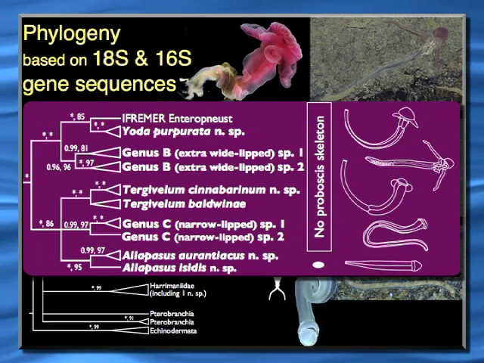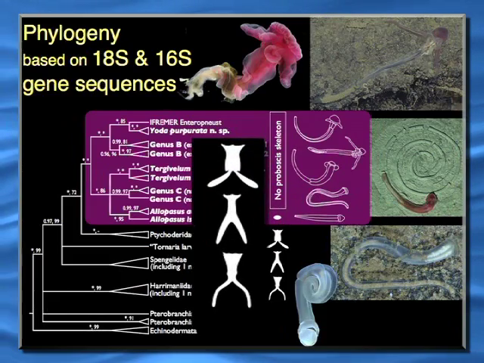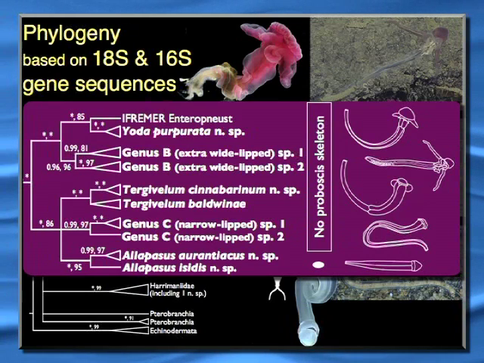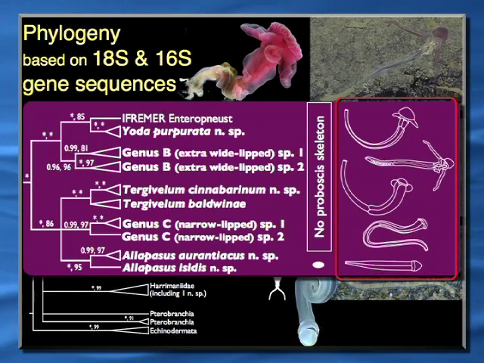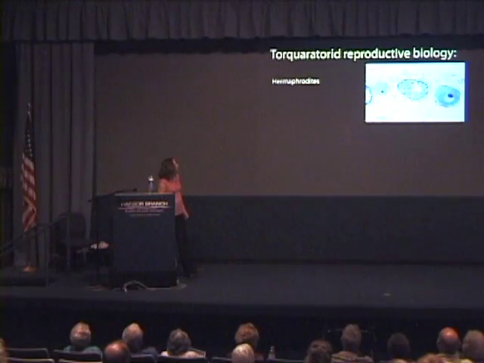There are morphological characters that support it. All of these guys have no proboscis skeleton. In that front part of the body, other acorn worms usually have a skeleton that looks something like this. But in these guys, they either have no skeleton or they have this very tiny little plate that's a leftover piece of that skeleton. These pictures show you some of the different shapes that they come in. So we can identify genera on video. We can't identify species on video necessarily, but we can identify the different genera, and their morphology really fits well with that.